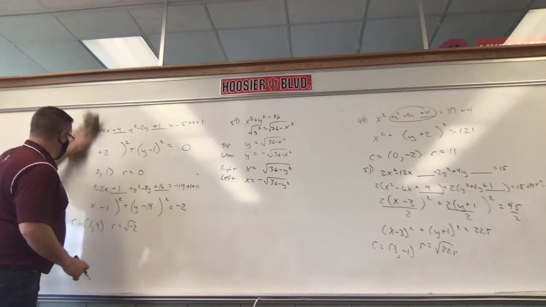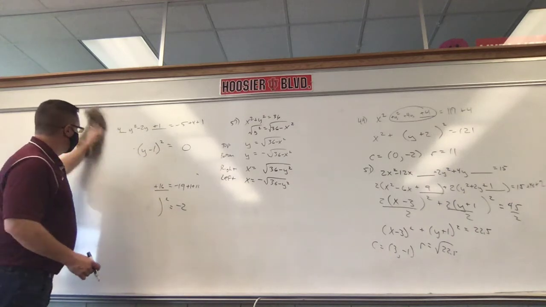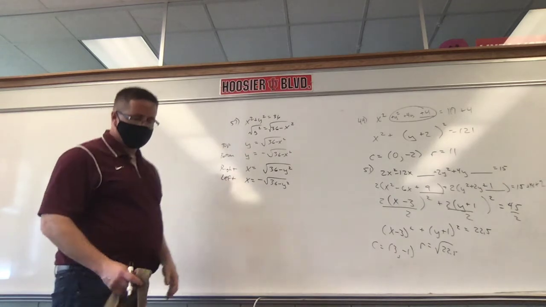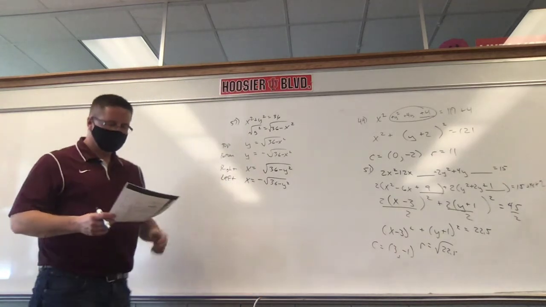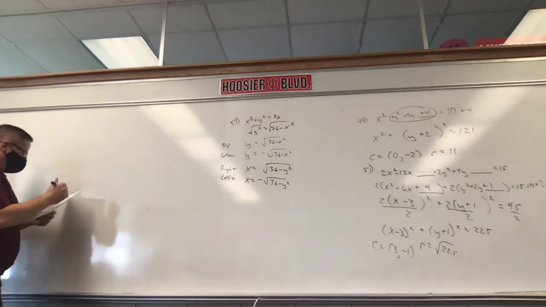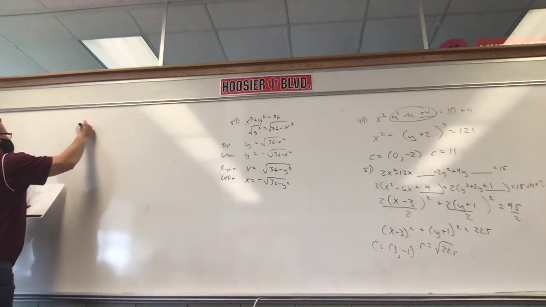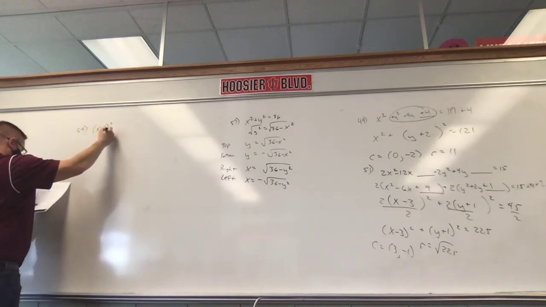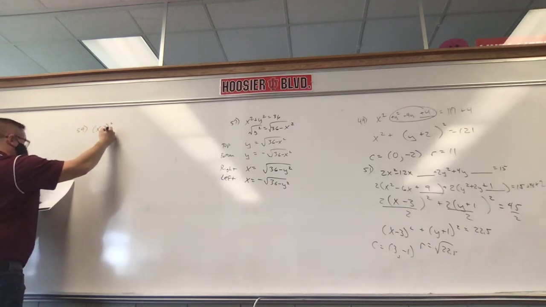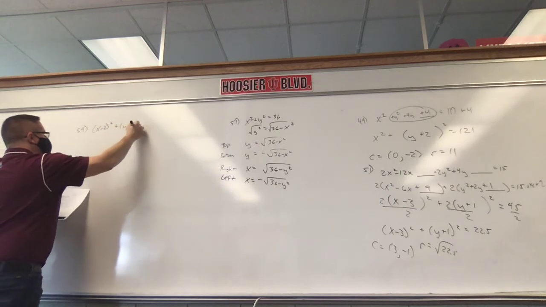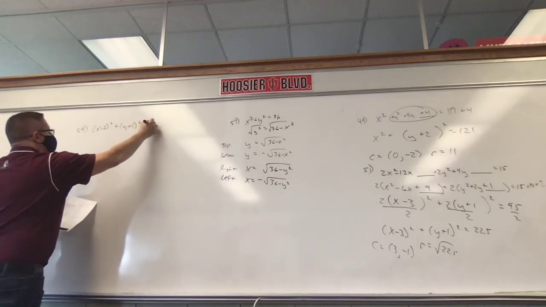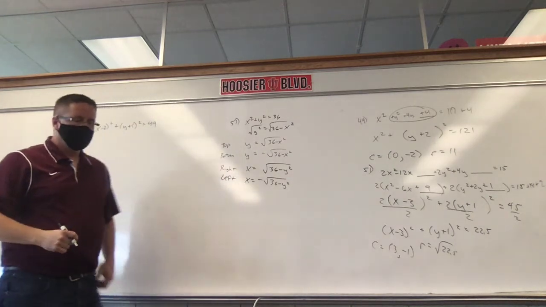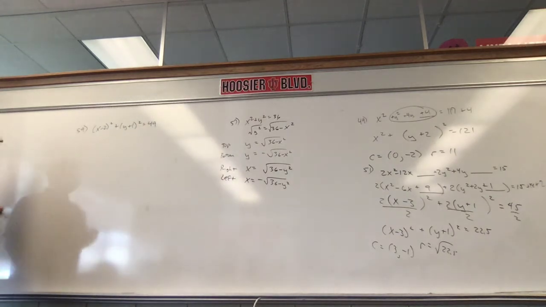Okay, 2 more to go, and we're done for today. Okay. This one's going to take a little bit more work. So we have x minus 2 squared plus y plus 1 squared. Okay. So, let's do the top and bottom first, okay?